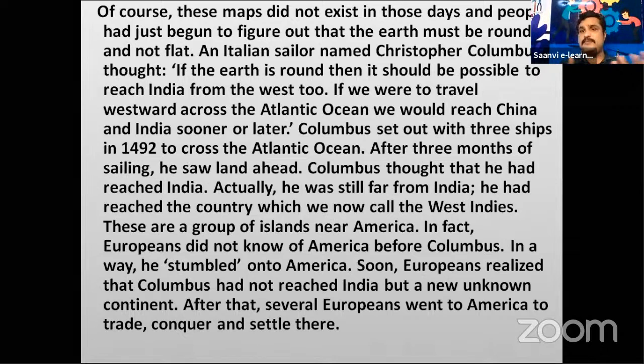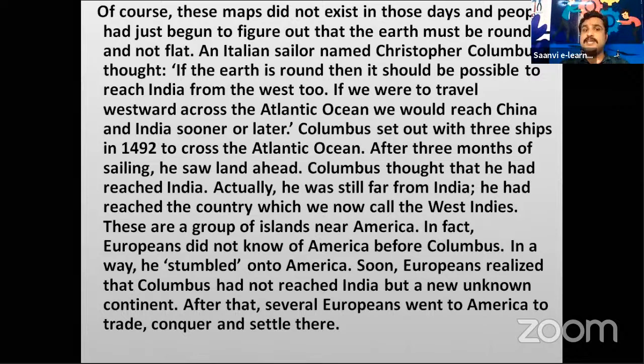Later, they understood, the Italians and the other Europeans also. An Italian sailor named Christopher Columbus thought, if the earth is round, then it should be possible to reach India from the west. In another way, we can reach India. If we were to travel westward across the Atlantic, we would reach China and India sooner or later. Columbus set out with 3 ships in 1492. Note that down. The exploration of Columbus across the Atlantic Ocean is very important.